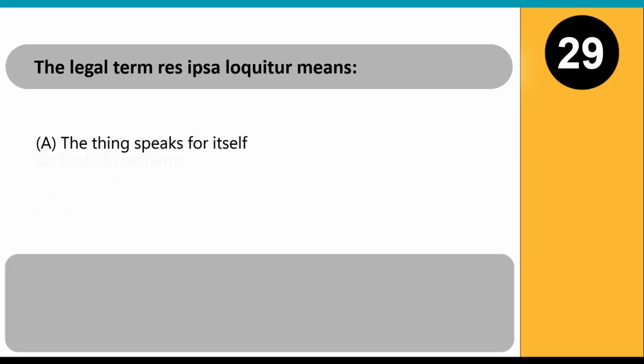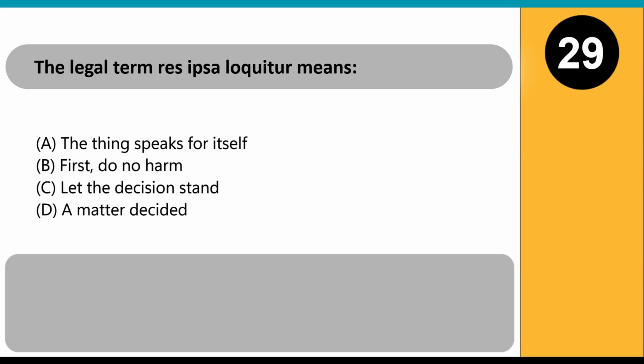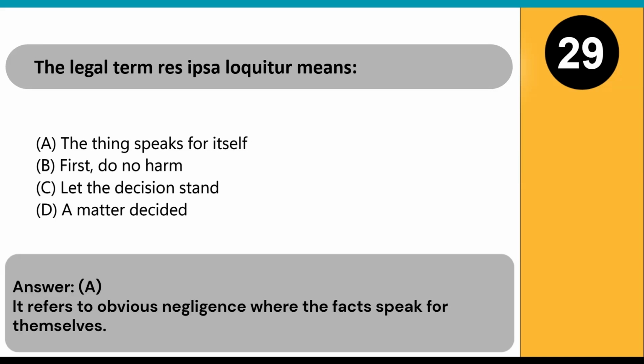The legal term res ipsa loquitur means A. The thing speaks for itself. B. First, do no harm. C. Let the decision stand. D. A matter decided. Answer A. It refers to obvious negligence where the facts speak for themselves.